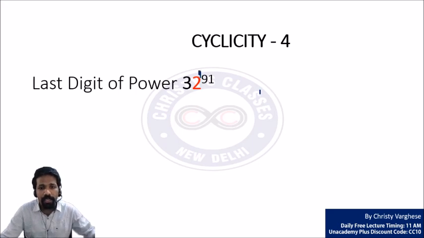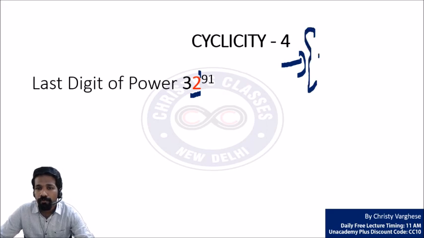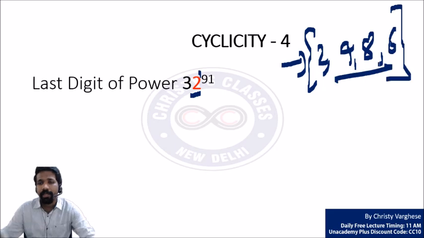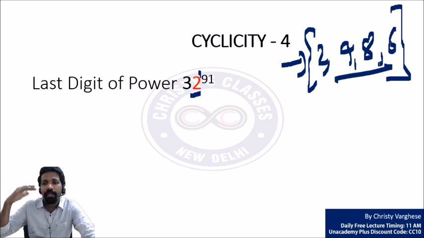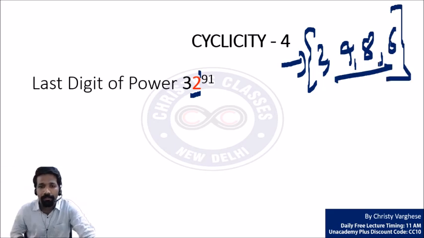So you decided cyclicity is 4. Write down the cyclicity of the last digit 2. Find it. 2, 4, 8, 6 is the cyclicity. If you already remember it, directly write it, or don't write it also. Think it in the mind. Keep it in the mind. 2, 4, 8, 6 are the 4 elements.